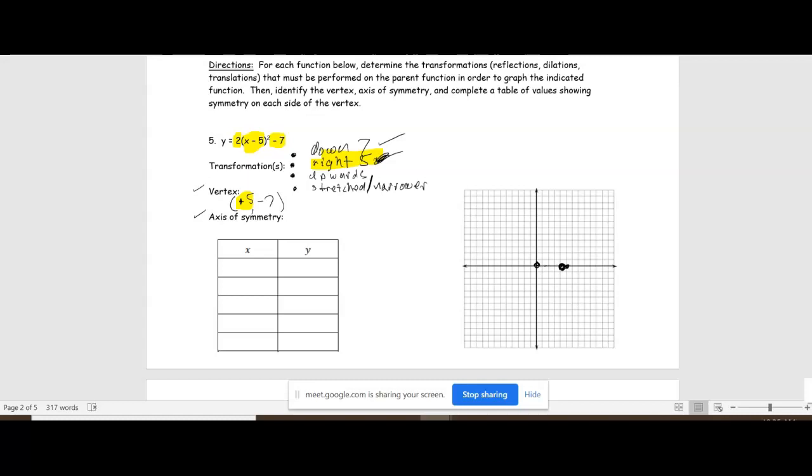All right, and then Vicky, what do you think for our axis of symmetry? Is it x equals 5? Good. And then it's got to go through this X coordinate of 5. So the axis of symmetry has to be X equals 5.